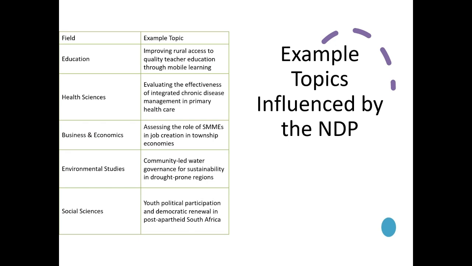So you can see that all these topics most would align to different SDGs, and also different priorities in our National Development Plan. So social science, for instance, youth political participation in democratic renewal in post-apartheid South Africa. So these are really just examples of topics to illustrate how not just the NDP, but the United Nations Sustainable Development Goals could potentially help you focus your study in terms of impact and also in terms of generating potential grants for your study and helping you to argue for the usefulness of your research.